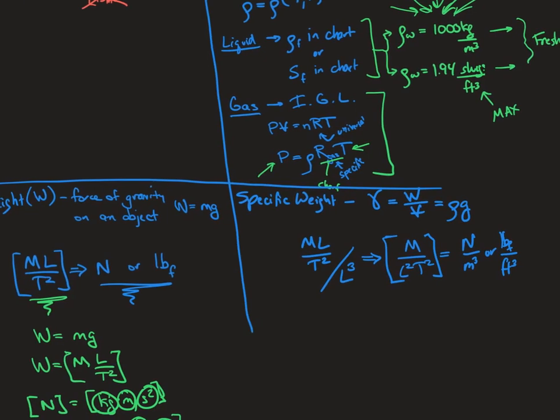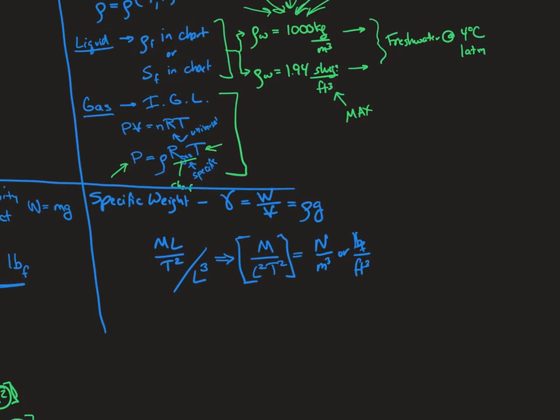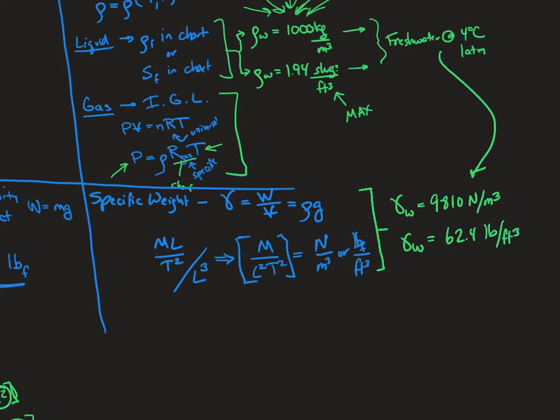Now you might say, okay, but what is specific weight? Here's an example for water. Same conditions: fresh water at 4 degrees C in 1 atmosphere. The gamma of water is 9810 newtons per meter cubed, or, if you're in the silly system, 62.4 pounds per cubic foot. Oftentimes I will write this as PCF, pounds per cubic foot.